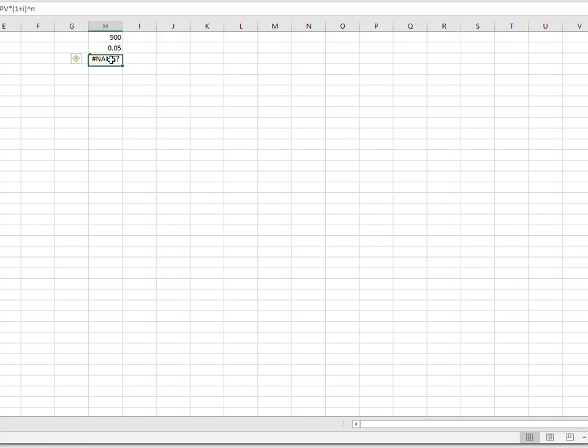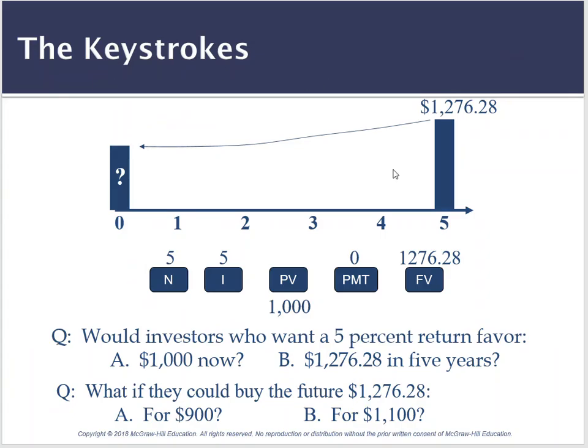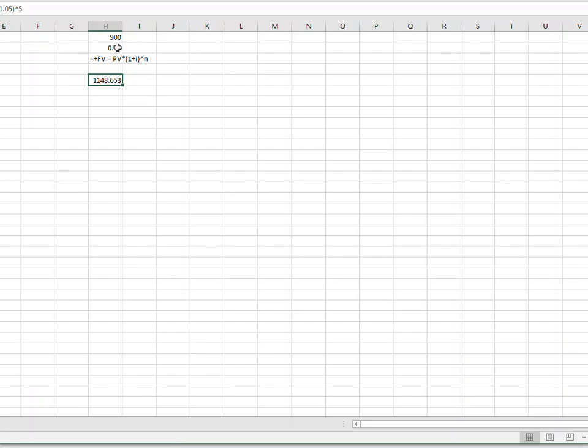In our example, we've got $900 today, present value, times 1.05 to the fifth power, and you can see that is only $1,148. So in order for it to be $1,276, this interest rate would have to be higher. And let me just plug in that rate so that I don't have to.